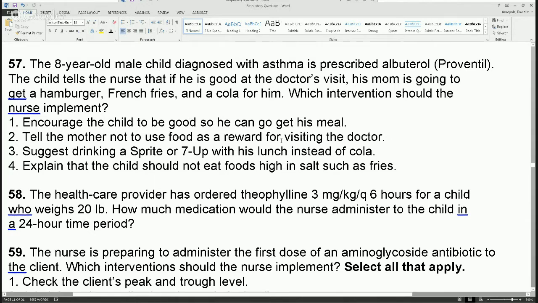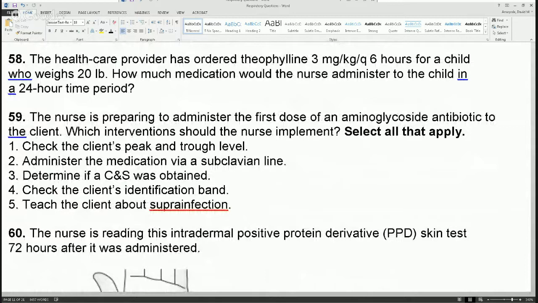All right, Jeff. Fill in the blank, Jeff. The healthcare providers ordered this medication. How much medication would you administer in a 24-hour period? 20 pounds. Crap. That means I got to do math here. Math time. 20 divided by 2.2 equals. Do I need to round this to the nearest 100th? You need to just give me your number and I'll let you know. I'm just kidding.